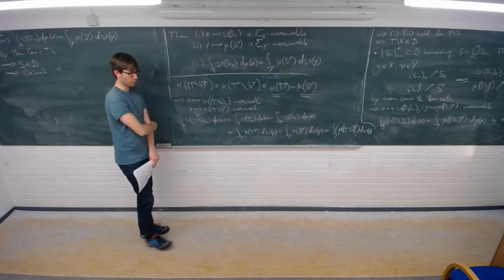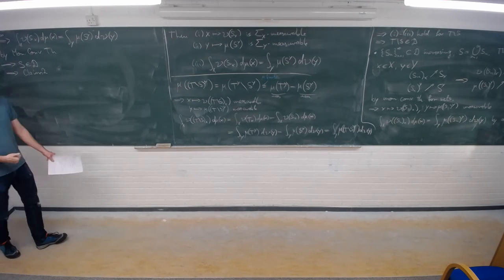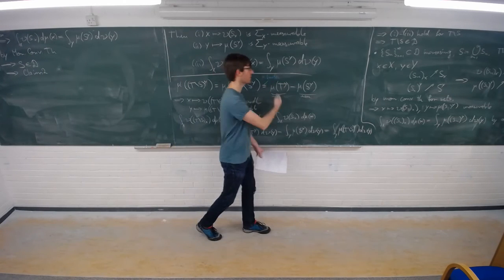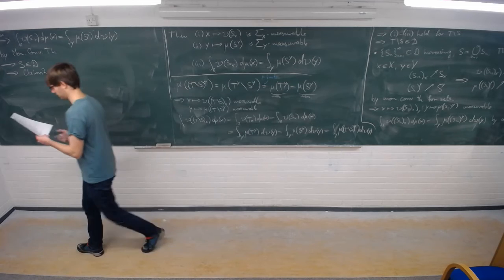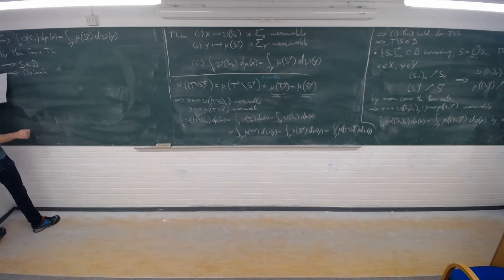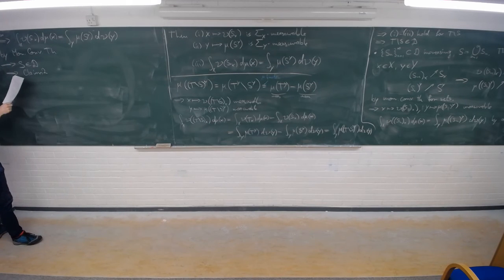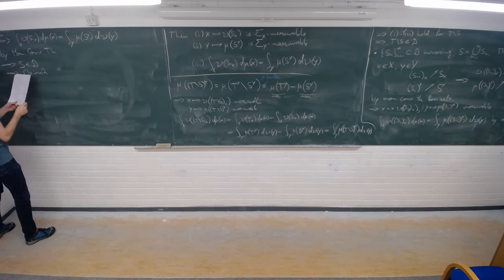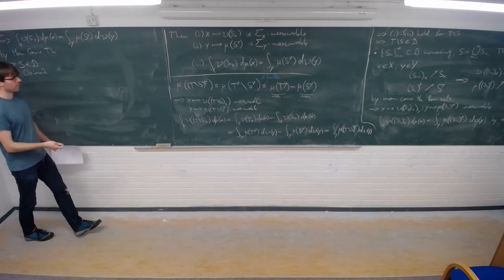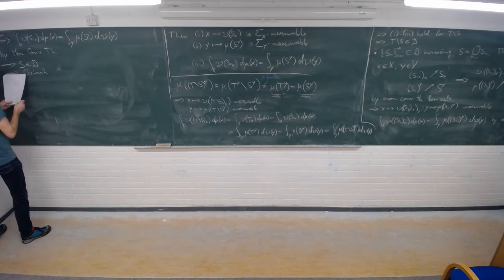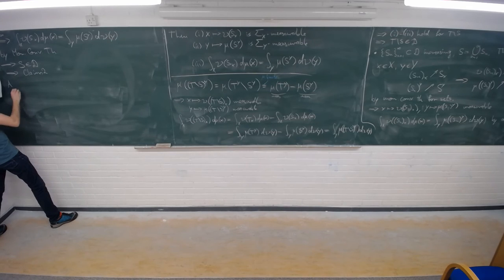Okay, now let's recall what we have. We proved our first claim, which was that D contains all measurable rectangles, and we proved our second claim, which was that D is a D system. Okay, measurable rectangles are a pi system, right? If you take the intersection of two rectangles, it's a rectangle again. So D is a D system which contains the pi system of measurable rectangles. So we can apply Dynkin's lemma.